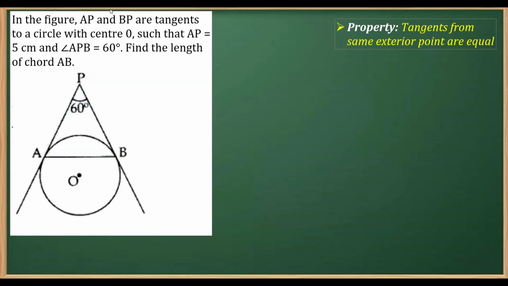Now check here. As I said, the property remains the same. We can say that PA is equal to PB, and the reason is tangent from same exterior points are equal in length.